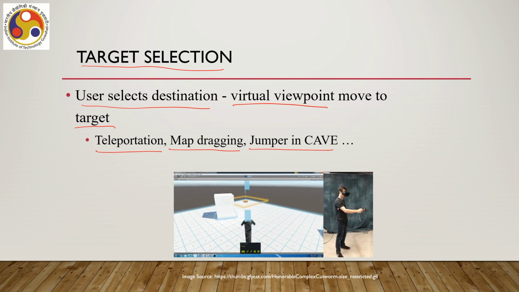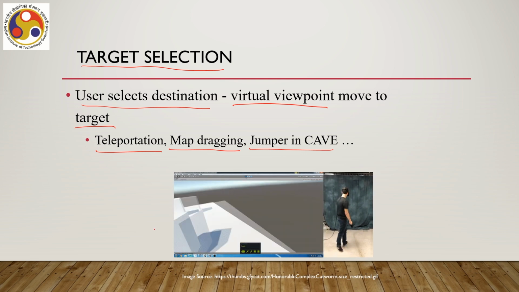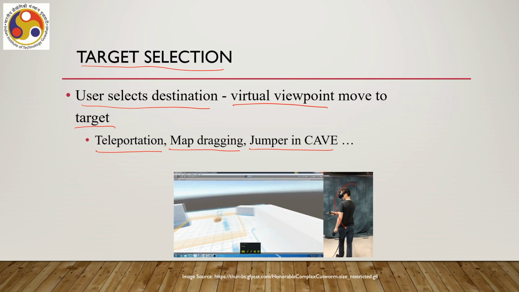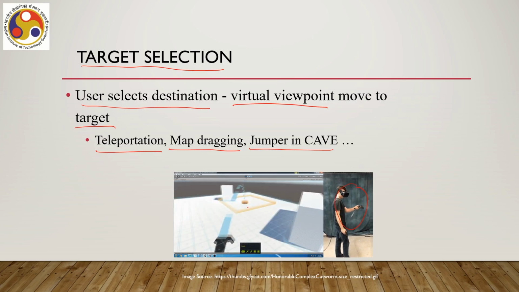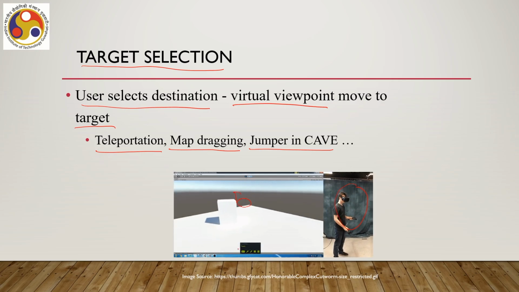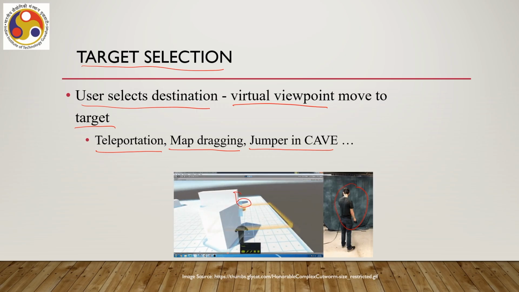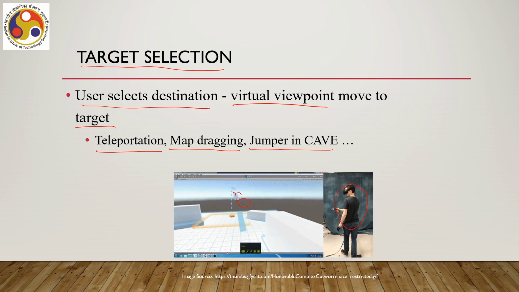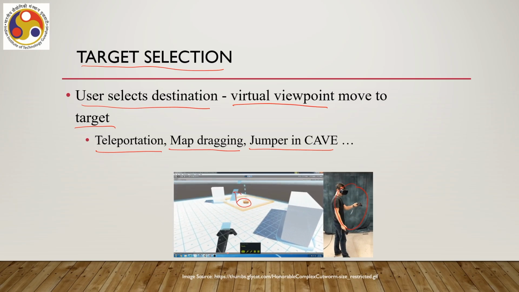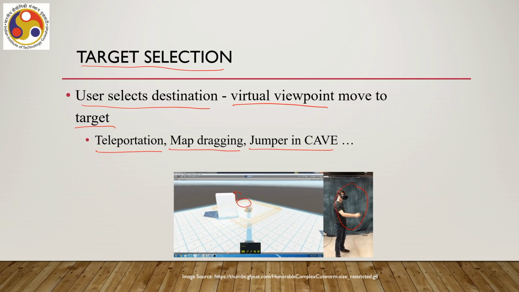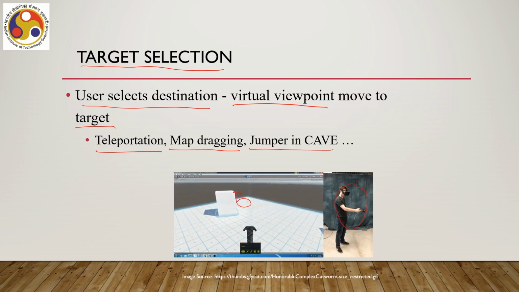As shown in this small animation, the user here is selecting the target, and then immediately the viewpoint gets changed, as if there is an instant travel taking place from the current viewpoint to the destination viewpoint. This is an example of teleportation.